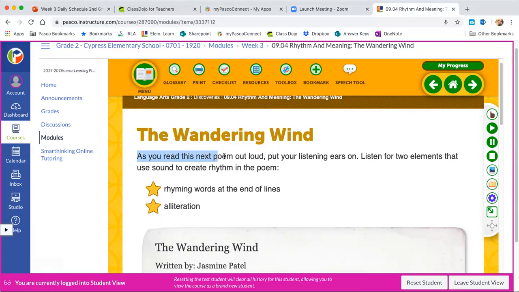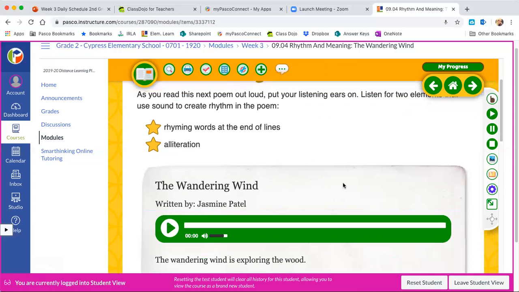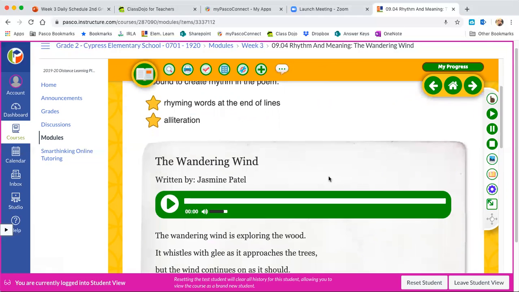As you read this poem out loud, put your listening ears on. Listen for two elements that use sound to create rhythm in this poem. So we're going to listen for two things: rhyming words at the end of the lines and alliteration. Remember, alliteration is when there's lots of words in a line of the poem that start with the same sound. Okay, I'm going to read this poem to you guys. The Wandering Wind, written by Jasmine Patel.